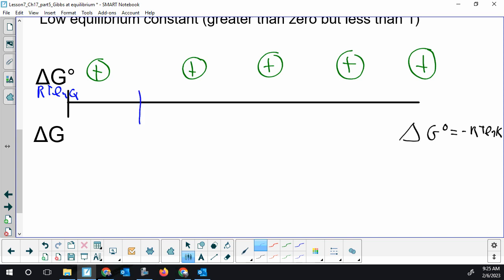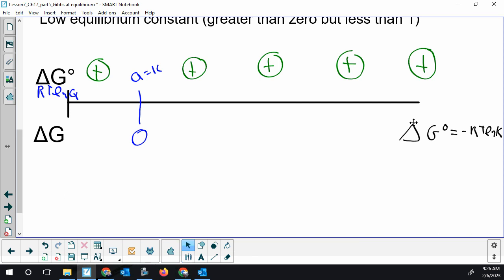I'm just going to give myself a little room for writing. This is the point when K's are really small. You're going to get to equilibrium really fast in terms of percent reaction. This is where Q is equal to K, where there is no more free energy. I'm not talking about delta G naught. Delta G is now 0.